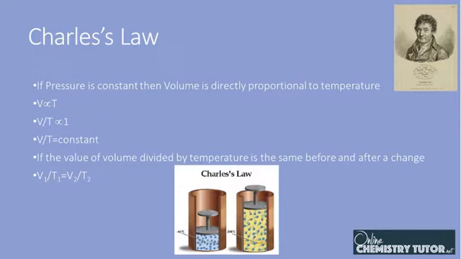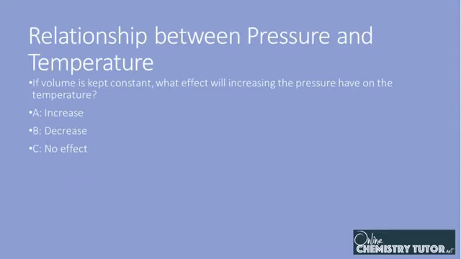So we've looked at pressure and volume, we've looked at volume and temperature. There's only one more variation that we can consider, and that is pressure and temperature, the relationship between pressure and temperature. So this time the volume of the container is being kept the same, and we're interested in the effect of increasing the pressure and the effect that that has on the temperature.